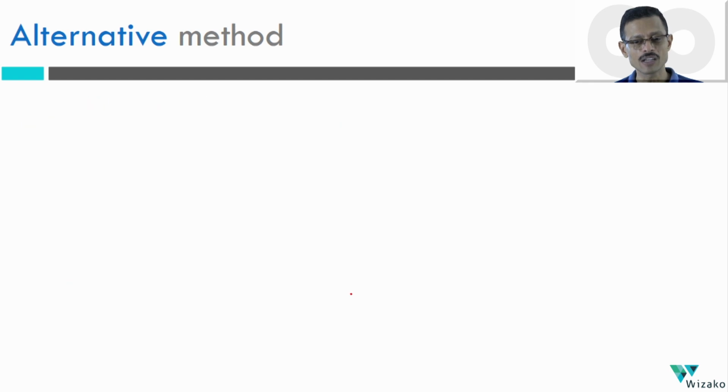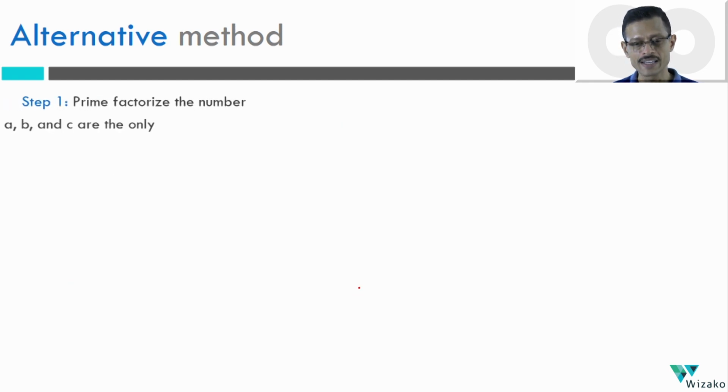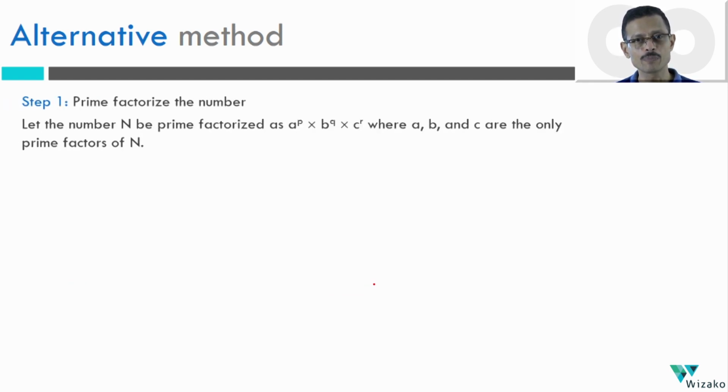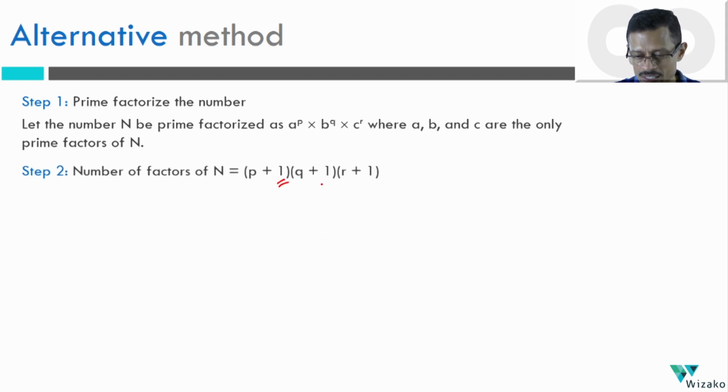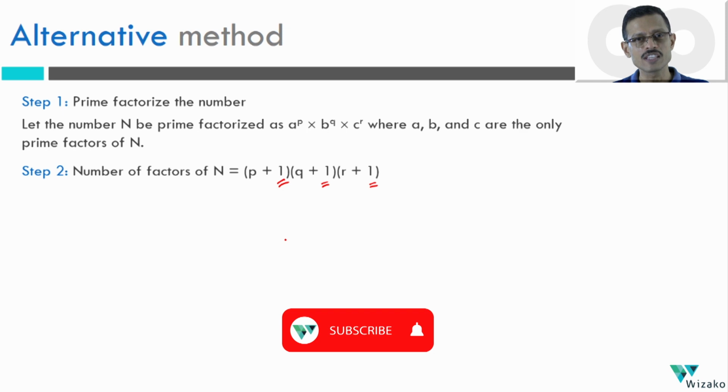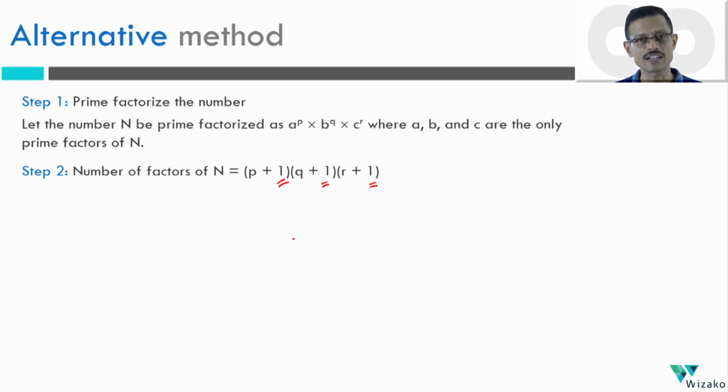Let's quickly derive a formula based on this. If a number n can be prime factorized as a power p into b power q into c power r, where a, b, c are its prime factors, then the number of factors for this number will be p plus 1 into q plus 1 into r plus 1. This extra 1 in each of these cases has been added. We've incremented them to account for the fact that the power of 0 of each of those prime factors is also a factor of the number, right? So it's always increment the power by 1, multiply it, that gives you the number of factors.